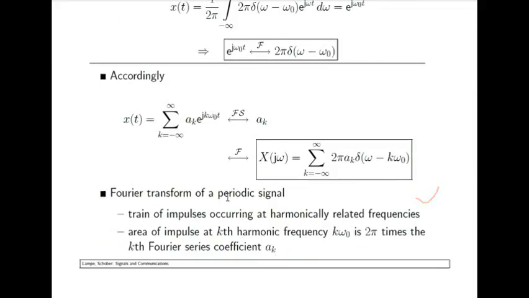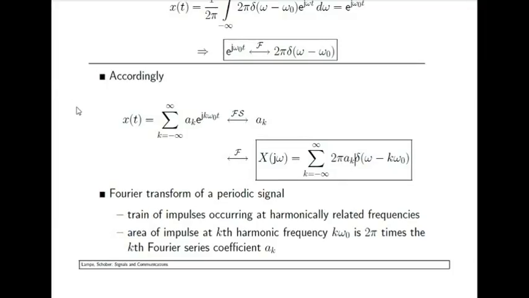So what is the Fourier transform for a periodic signal? It is a train of impulses, because the delta function is an impulse function and we are summing them. They occur at harmonically related frequencies, at the kth harmonic k omega naught, and the area of each impulse is 2 pi times the kth Fourier coefficient a_k.